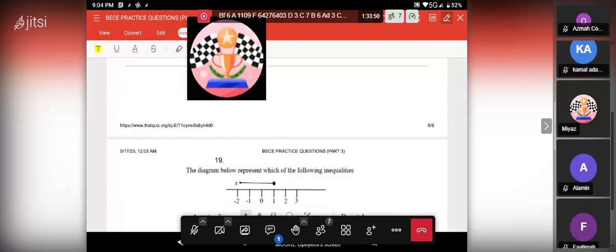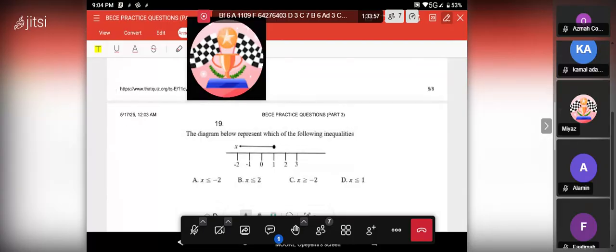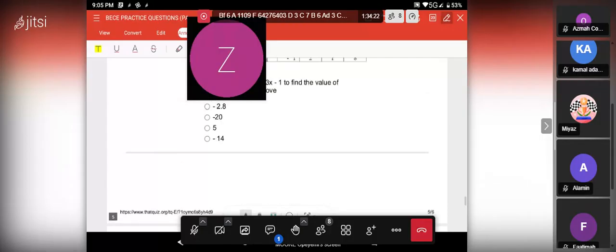Number 19 does not involve any calculation. The diagram below represents which of the following inequality? You can see where the dot starts from and the arrow is going backward, which means x is less than or equal to 1. Yes, x is less than or equal to 1, because it is shaded. That is done. Let's go to the next one, 18.